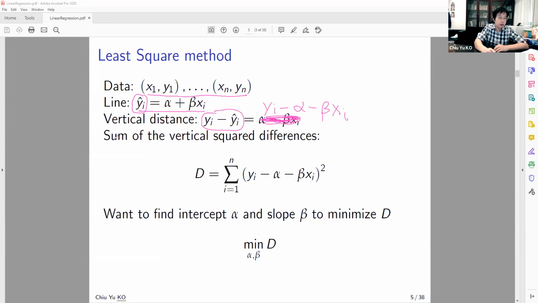So the sum of vertical squared differences will be this: take the square and add up all the data points. What we care about is finding the intercept and the slope that minimize this. So that's the goal. This is a standard optimization problem.